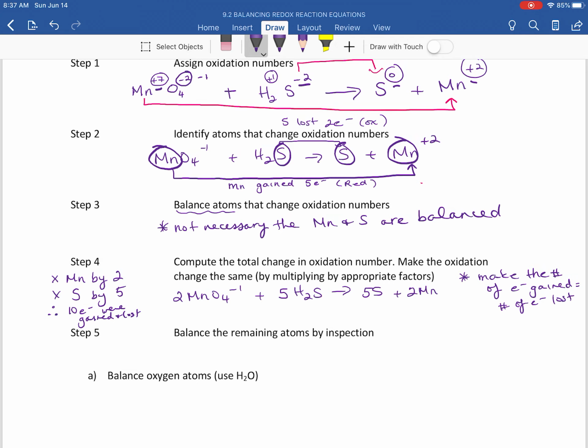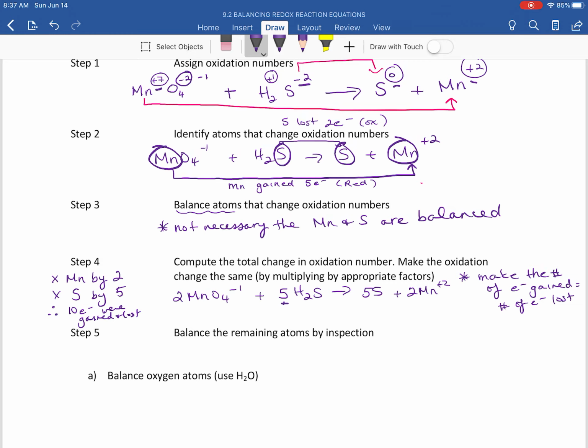And 2Mn plus 2. So just to recap why we did that, I multiplied the manganese by 2 because one manganese gained 5 electrons, so 2 manganeses are going to gain 10. Same thing, one sulfur lost 2 electrons, 5 sulfurs are going to lose 10. And 10 gained, 10 lost, things are balanced. Woohoo! Then we're going to balance the remaining atoms by inspection.